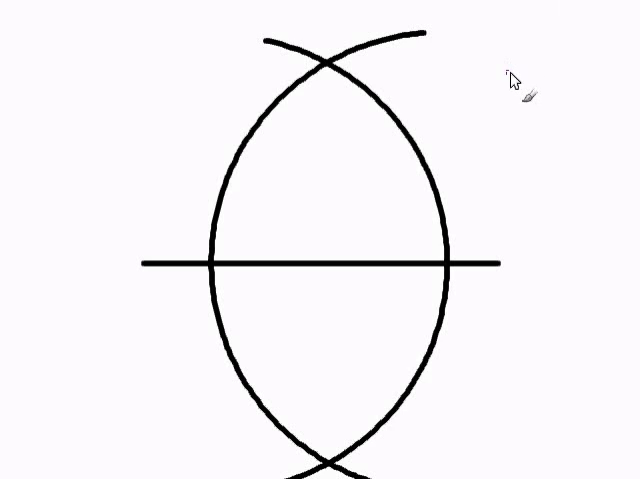As you can see, we now have two arcs that intersect each other. Once here and once here. Since we now have these two intersecting points, we can draw a straight line using our ruler and pencil. Like that. And that completes our problem.